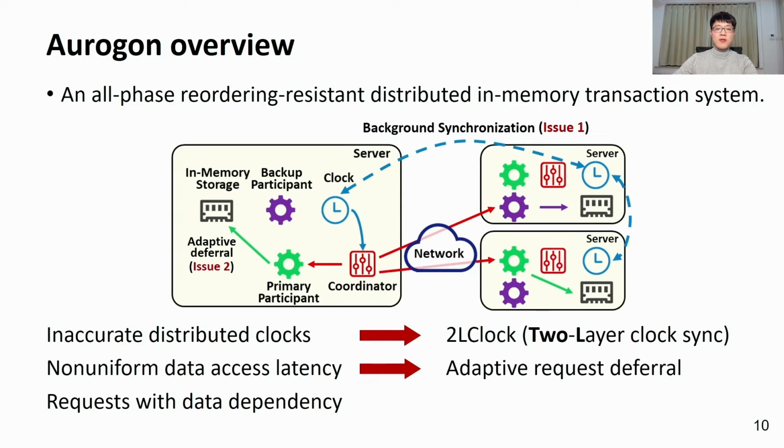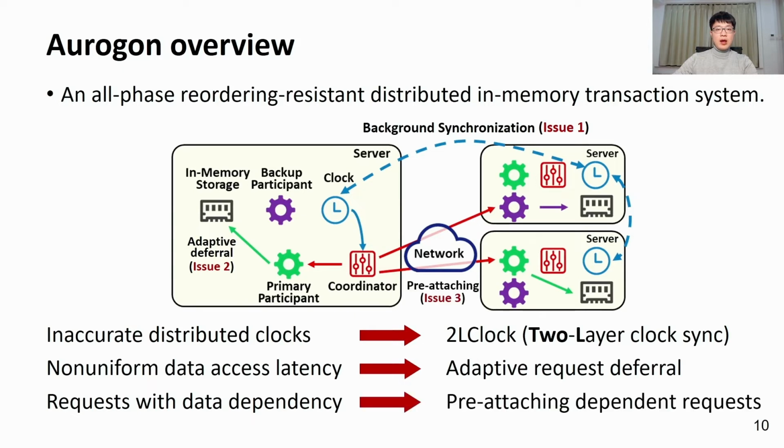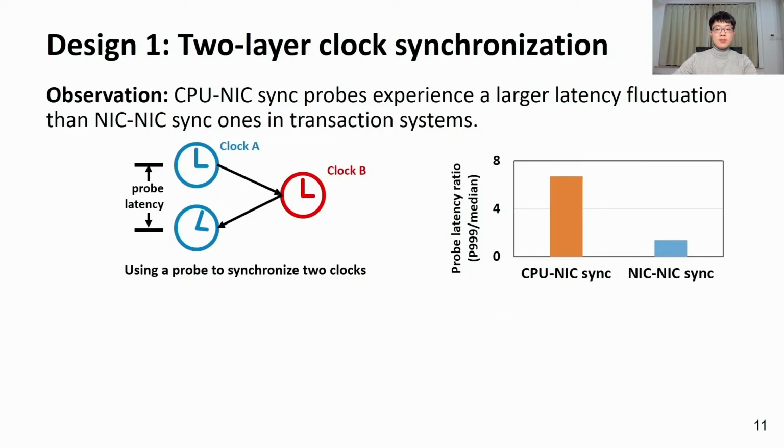In the request transfer phase, to mitigate the impact of non-uniform data access latency, Aurogon defers requests adaptively when participants process requests. In the request execution phase, to prevent dependent requests from being issued late, Aurogon pre-attaches the metadata of dependent requests to target data before execution. We give more details about these major solutions in the next few slides.